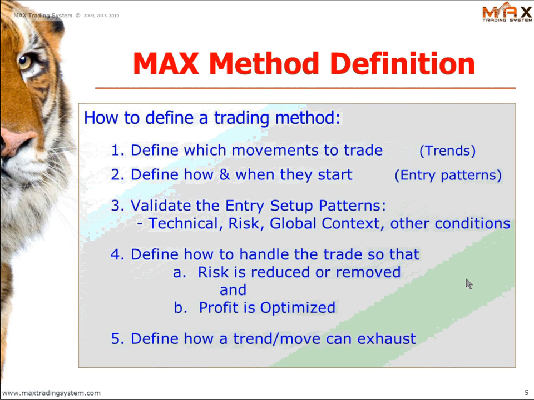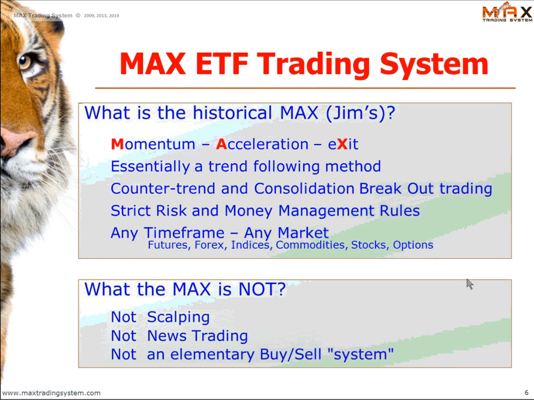But historically, what the term max means, in fact, max is an acronym Jim has defined for the following reason. The M stands for momentum. Indeed, we want to consider a potential trade when the price has enough momentum and enough volatility. And our entry setup pattern includes that aspect of having enough momentum and enough volatility. Then the A stands for acceleration.